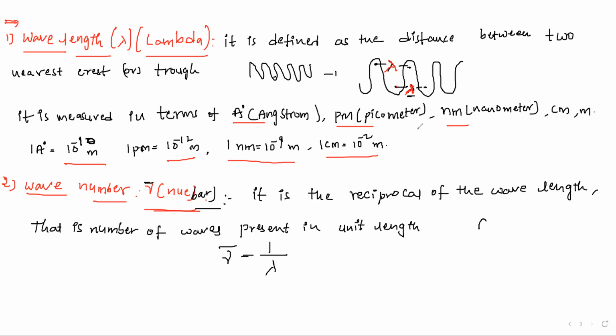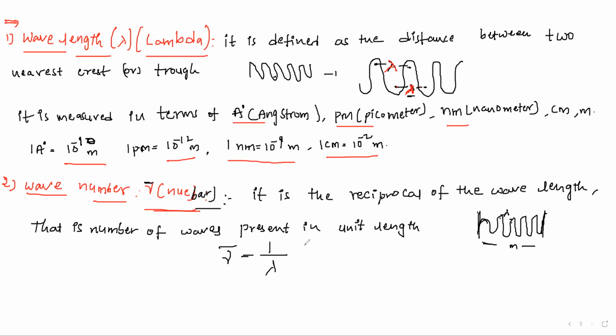For example, these are waves. The distance between two crests or troughs is called wavelength. For example, from here to here, we are assuming the wavelength is 1 meter. So in 1 meter distance, how many waves are present? That is called wave number. అంటే ఈ 1 meter length లో ఎన్ని waves ఉన్నాయి? 1, 2, 3, 4, 5, 6. So that is called wave number. అంటే it is the reciprocal of the wavelength. The number of waves present in unit length is called wave number. Now nu bar equals 1 by lambda, because it is the reciprocal of wavelength.